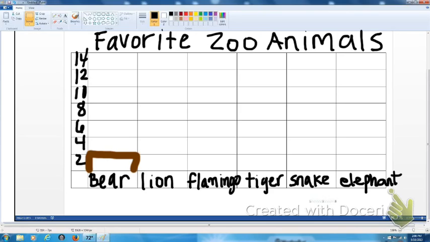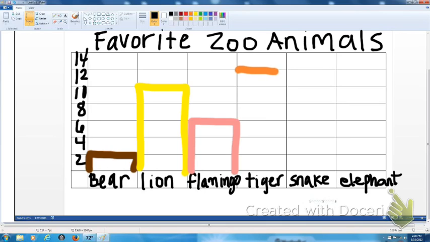So we go to our scale, find the number 10, and we're going to draw our bar for the lion. Our pink flamingo had a total of 6 students who enjoyed the flamingo. So we find our 6, we line it up, and we simply draw our bar. The tiger was the most popular with a total of 12. Therefore we have our bar there.